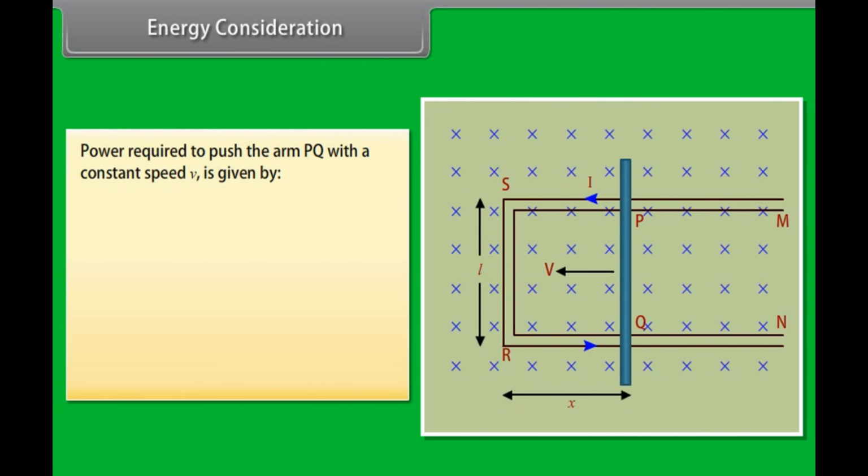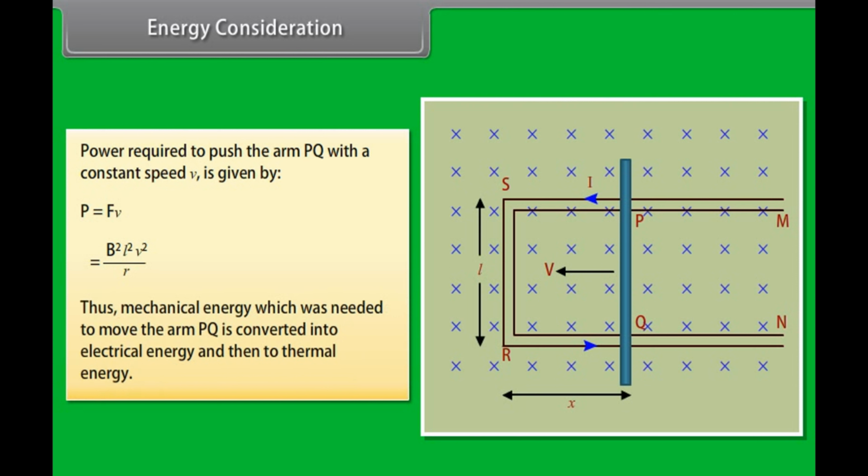Power required to push the arm PQ with a constant speed v is given by B²L²v²/R. Thus, mechanical energy which was needed to move the arm PQ is converted into electrical energy and then to thermal energy.